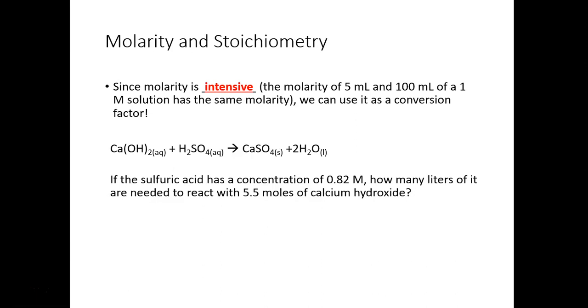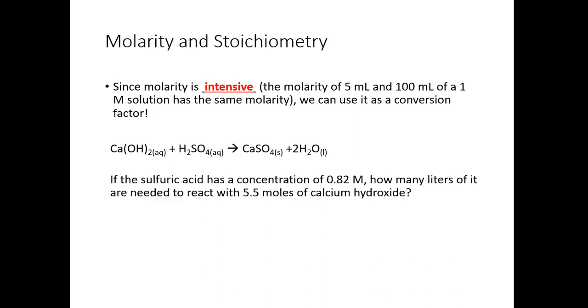This is the reaction of calcium hydroxide and sulfuric acid to make calcium sulfate and water. The problem says, if the sulfuric acid has a concentration of 0.82 molar, how many liters of it are needed to react with 5.5 moles of calcium hydroxide? Initially this seems like kind of an overwhelming problem. But remember how we proceed when we do stoichiometry. We start by writing what we're given.